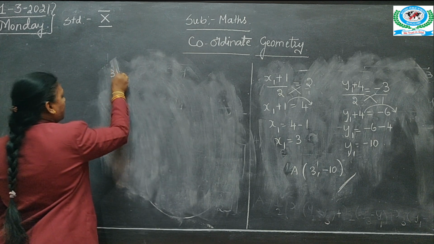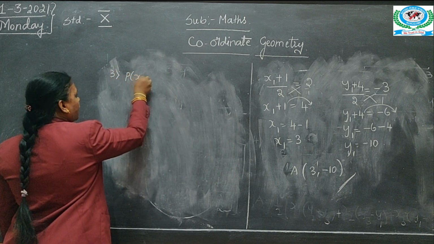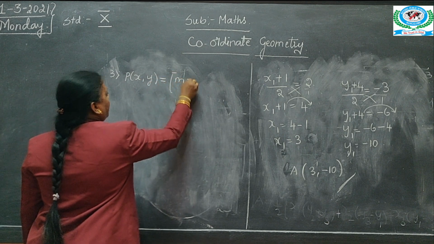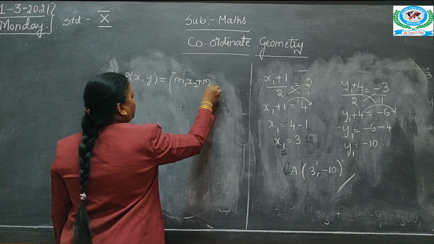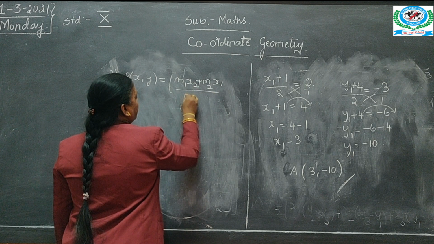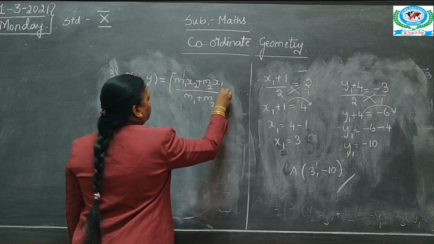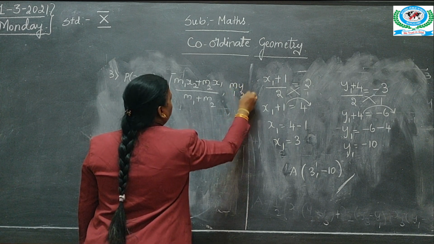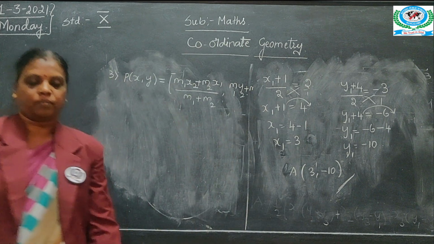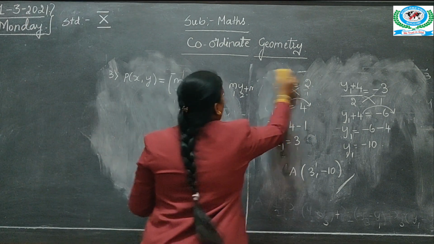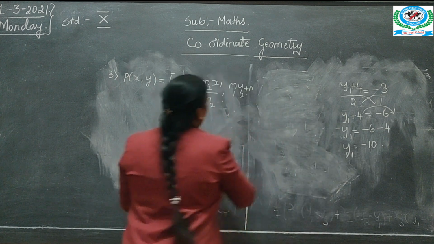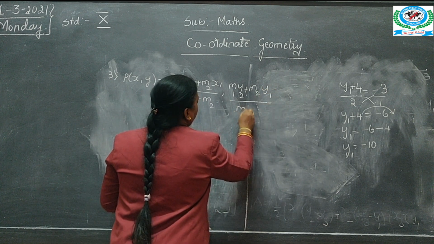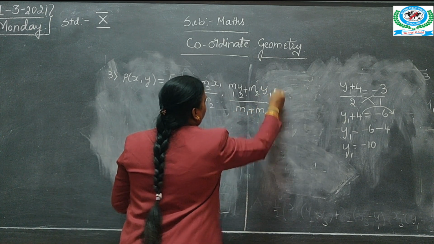So the third formula: P of (x, y) is equal to (m1 into x2 plus m2 into x1) divided by (m1 plus m2), and (m1 into y2 plus m2 into y1) divided by (m1 plus m2).